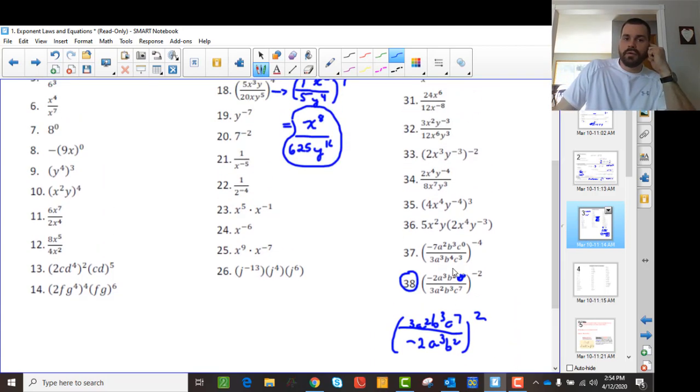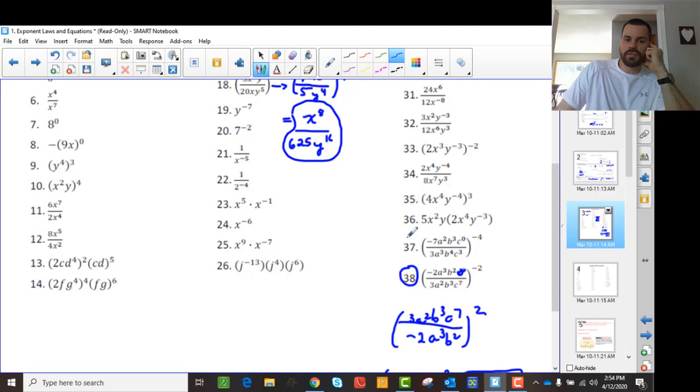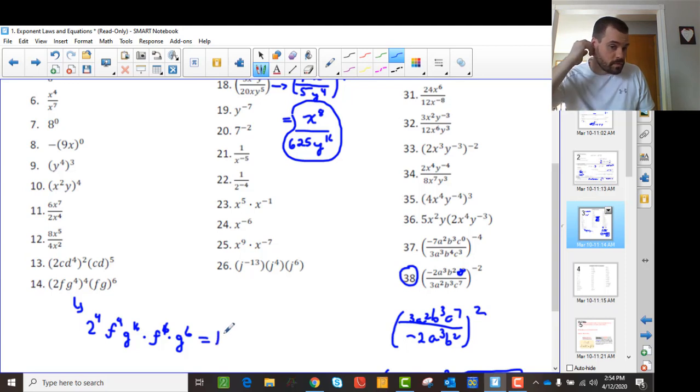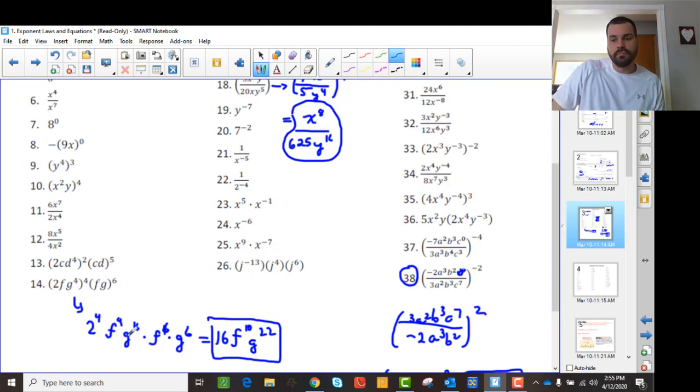Now, I would encourage you to look at the notes and practice the other ones and see what you come up with. I don't see any there that are going to cause real big problems. If you look at something like this, you would have 2 to the 4th times f to the 4th times g to the 16th times f to the 6th times g to the 6th. If you get rid of the brackets first, then that 2 to the 4th is 16. F to the 4th times f to the 6th becomes f to the 10. You just add those exponents. And g to the 16th times g to the 6th becomes g to the 22nd. So there's another example. There are lots of them.